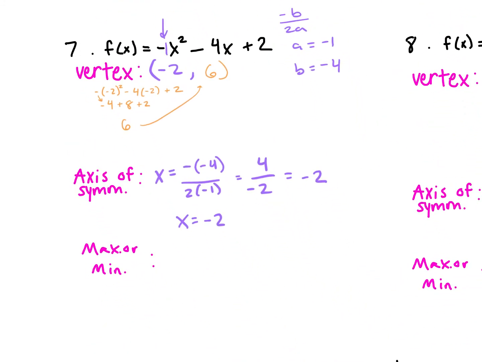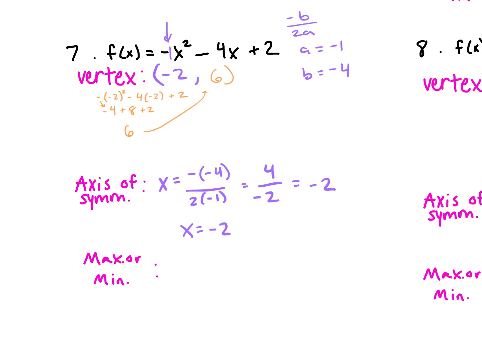Lewis, does this open up or open down? Down. It opens down. So is my vertex at the maximum or minimum? Max. And what is my maximum value? -2? The other one. -4? The other one. 6. So your maximum or minimum is always your y, the second number in your vertex. Any questions here?